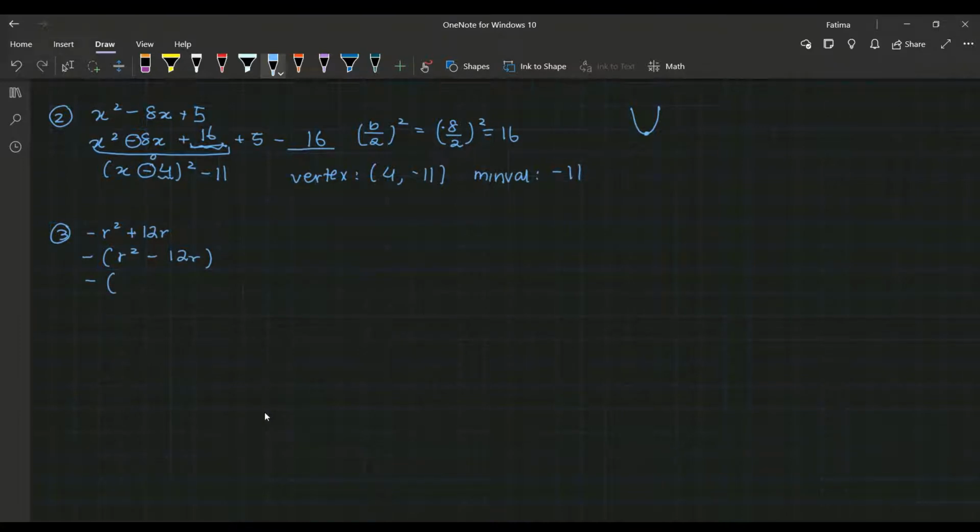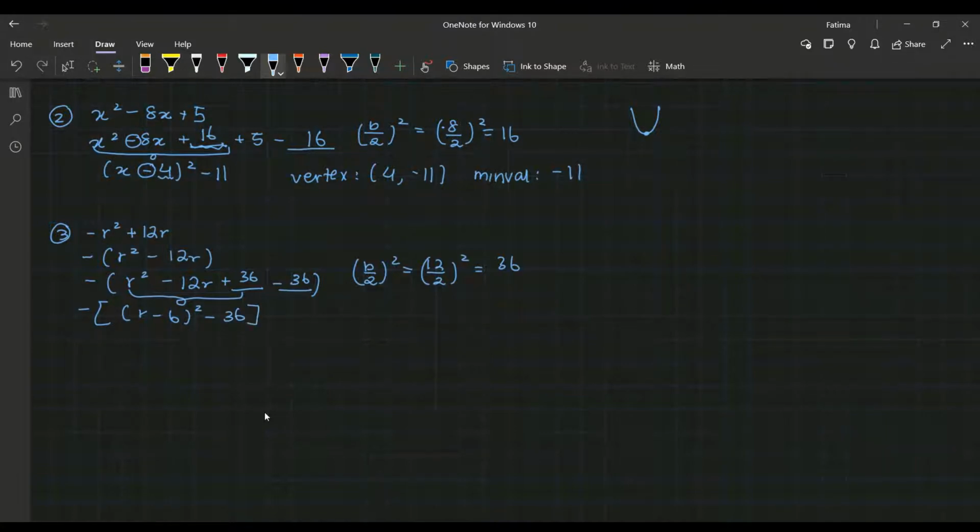Now I have to treat whatever's in the bracket as I would in the previous questions. So it will be r squared minus 12r plus something and then minus something. In this case, something would be b upon 2 whole square. So that's 12 upon 2 whole square. 12 upon 2 is 6. 6 square is 36. So plus 36 and minus 36. This trinomial can then be written as r minus 6 whole square minus 36. Therefore, this can be simplified to r minus 6 whole square plus 36.